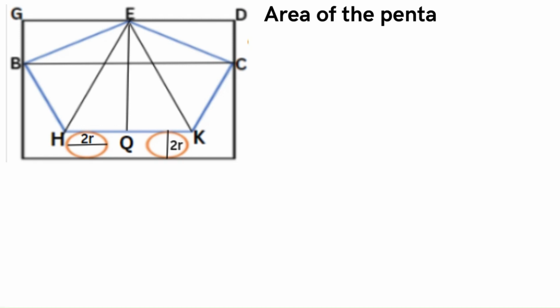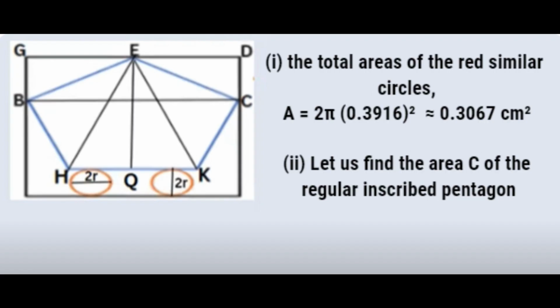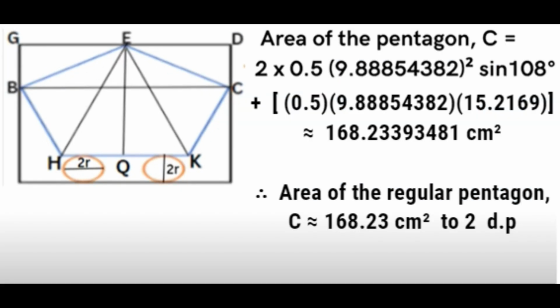that the area of the pentagon, C, equals the product of 0.5. Therefore, the area C of the regular pentagon equals 168.23 square centimeters to 2 decimal places.